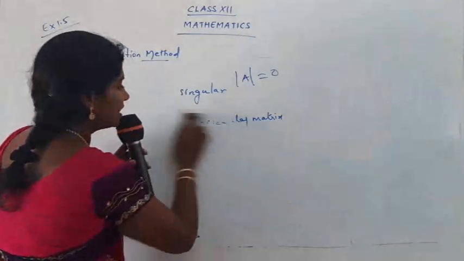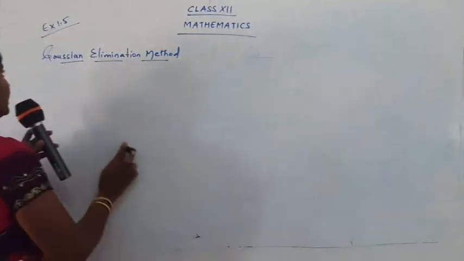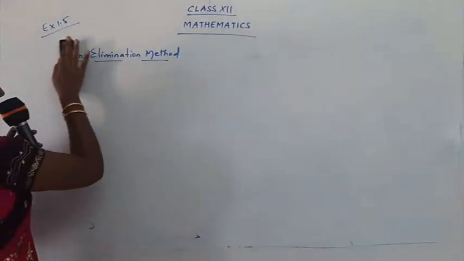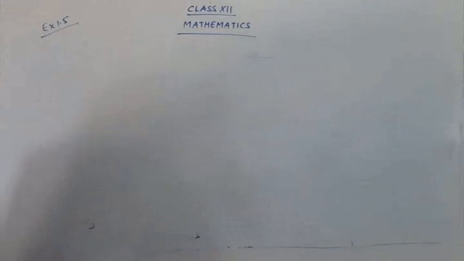Okay children, now we are going to start our exercise 1.5. So take down your classwork. Give the heading exercise 1.5. Write the first question. Solve the following systems of linear equations by Gaussian elimination method. The first one, read the question.